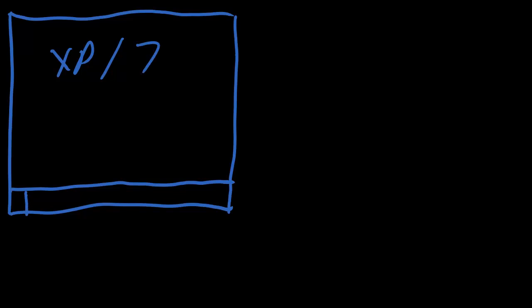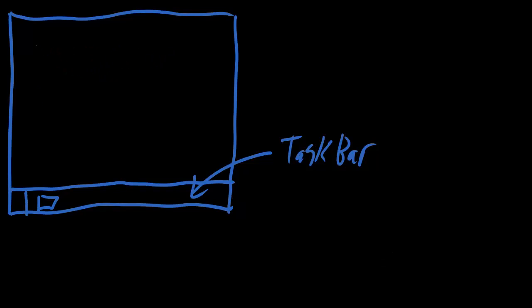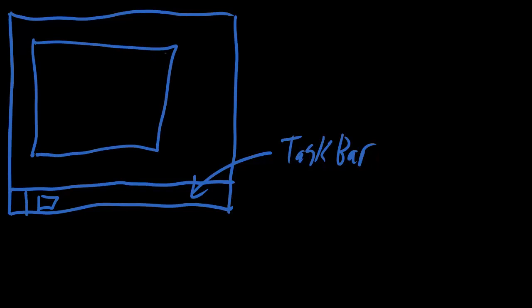Down here on the bottom, here's the taskbar. When you launch a program or open a file, an icon pops up in here that represents your file or application. And when you click on that icon in the taskbar, your window pops up and comes to the front, or comes forward.